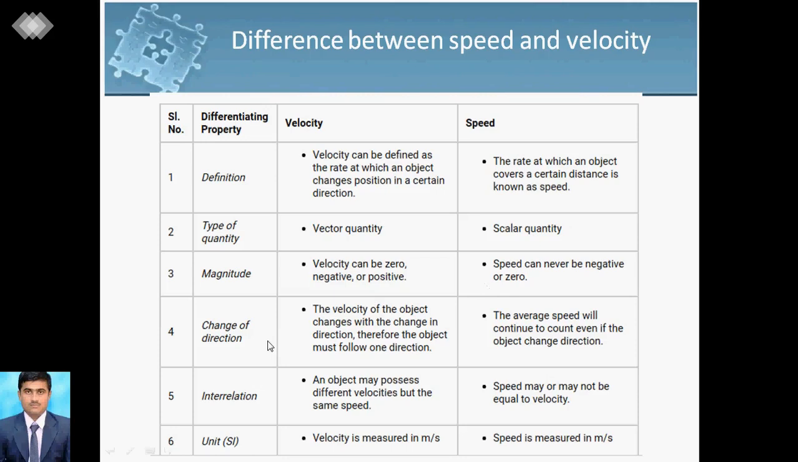The next difference is change of direction. In velocity, even a minute change is considered as a change of direction, but in case of speed only the magnitude is counted, it does not matter whether there is a change of direction or not. The next factor is the unit. Velocity is expressed in meter per second, and speed is also expressed in meter per second.